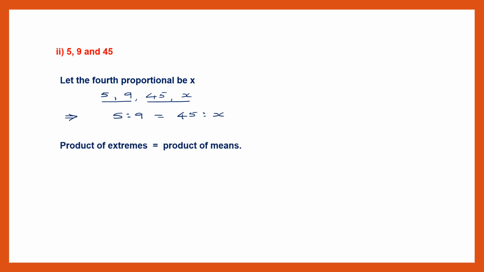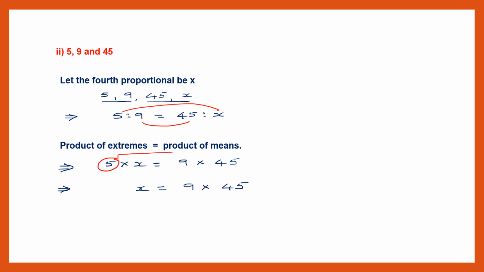Now we have to follow this formula which says product of extremes equals product of means. So these are the extremes, 5 and x. So let's write that: 5 into x is equal to product of means, that is 9 into 45. Now we have to find the value of x. So we're going to leave x on the left hand side. On the right, we're writing 9 into 45. We're going to transpose this 5 from the left hand side to the right. And because it's multiplication, when it comes to the right, it becomes division. So we put 5 here.